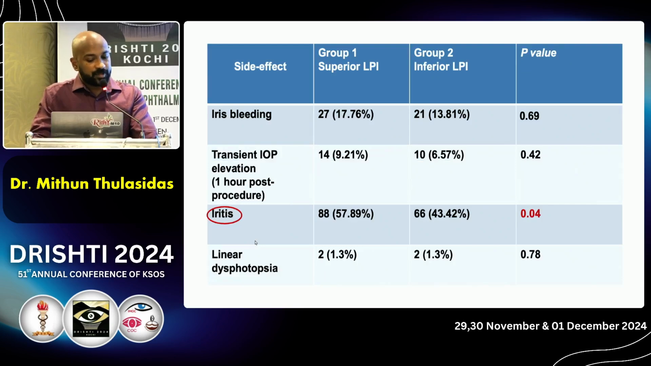The major side effects included iris bleeding, transient IOP elevation, iritis, which we defined as cells 2+ and more, and linear dysphotopsia. Of these, iritis was the only side effect that showed a statistically significant difference between the two groups, 58% in group 1 and 43% in group 2. Two eyes reported linear dysphotopsia in both the groups.